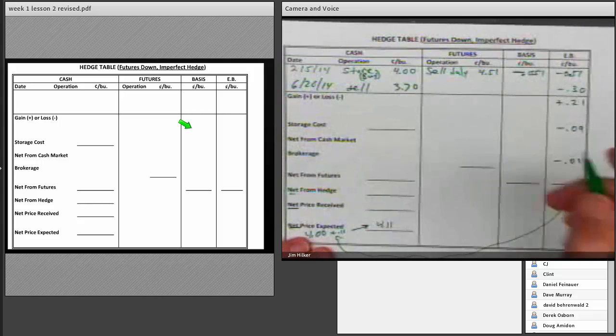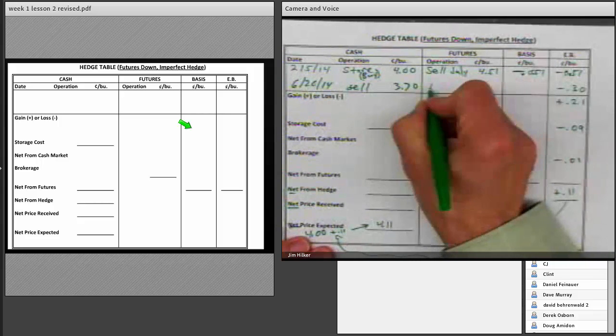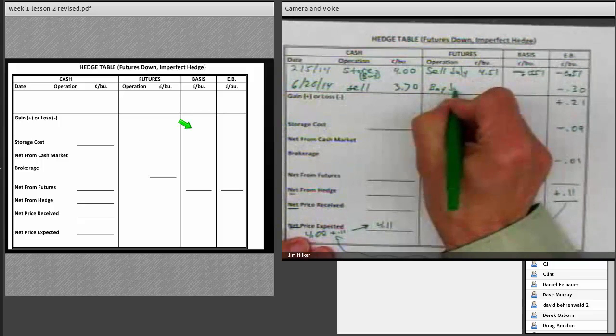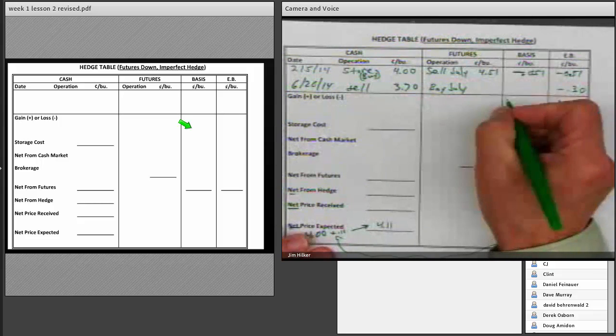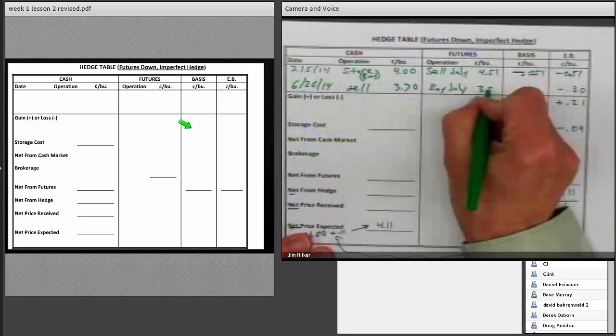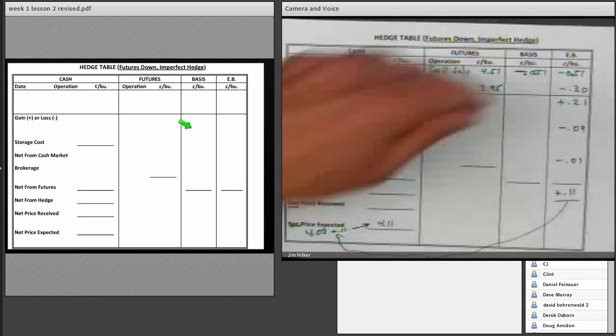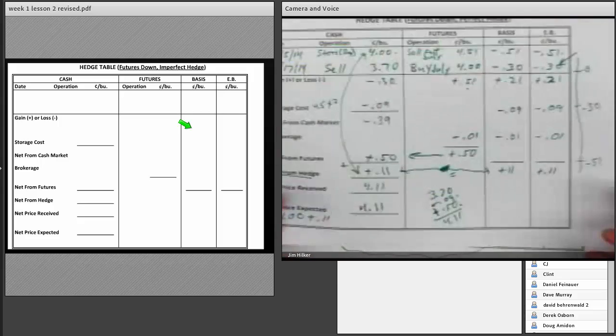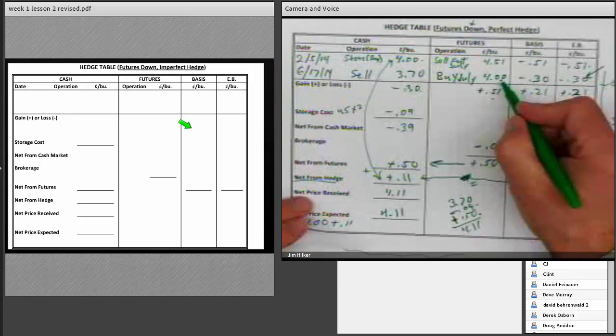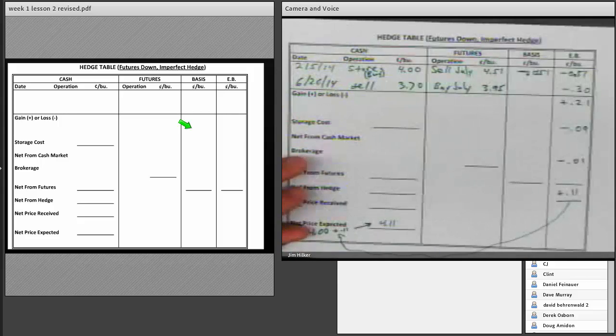Okay? Now I want you to notice something right here though, is that this time, I already know the answer to buy our July futures back, okay, it's $3.95. And the answer to it in the earlier example was $4.16. And I'll prove it to you as we go. What I want to prove to you, okay, now what happens here?